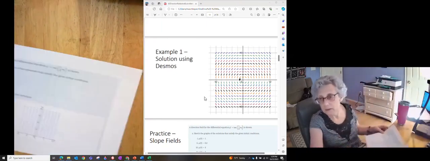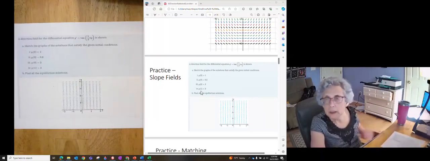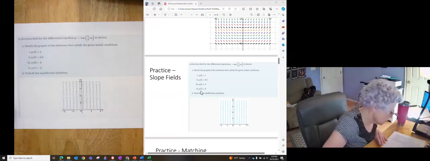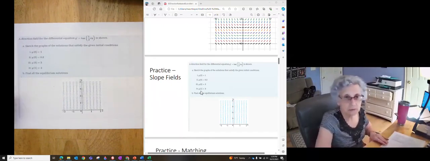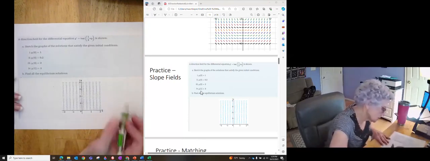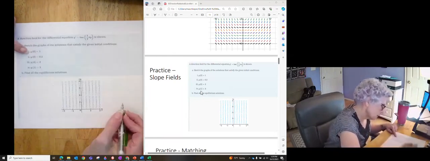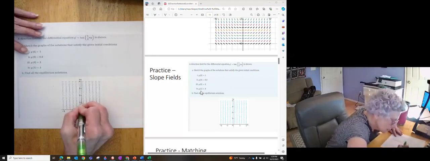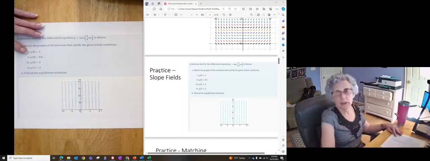Now, I printed out this next practice one so I could write on it. Says the direction field for y prime equals the tangent of 1/2 of pi y is shown. Sketch the graphs of the solutions that satisfy the given initial conditions. So y of 1 is equal to 0. Y of 0 is equal to 1. If x is equal to 0, y is equal to 1. So that means we're going through this point right here.